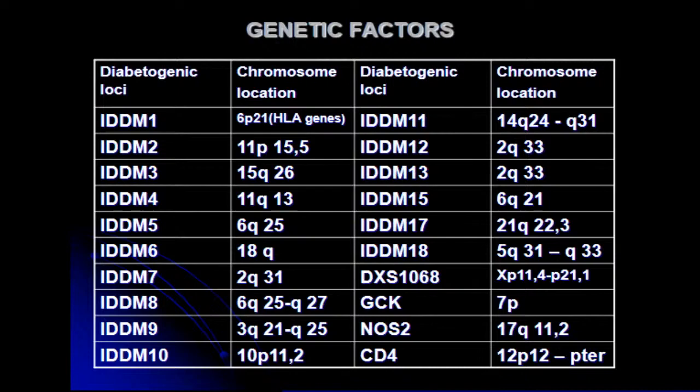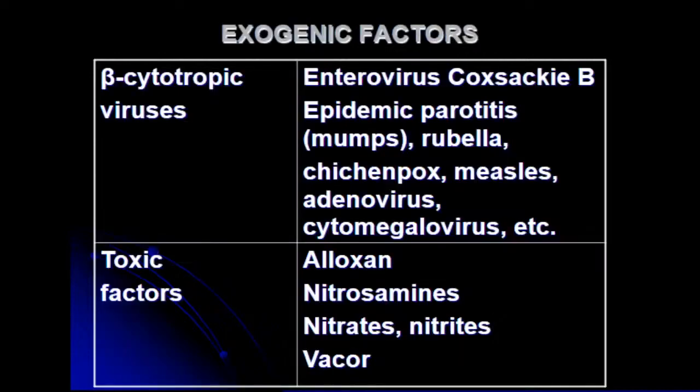Clinical manifestation of diabetes mellitus appears after exogenic or endogenic trigger factors. There are the following: beta-cytotropic viruses, enterovirus Coxsackie-B, epidemic parotitis, mumps, rubella, chickenpox, measles, adenoviruses, cytomegalovirus, and others. Toxic factors: nitrosamines, nitrates, vapor.